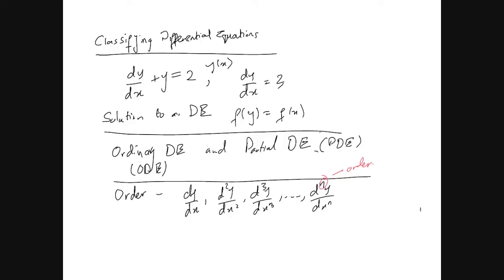So the highest order derivative in any differential equation defines the order of the differential equation. So for instance, an ODE that contains a second order derivative as the highest derivative, we call it a second order ODE. One that contains a third order derivative, we call it a third order ODE. So that's what order is. Okay, let's move on.